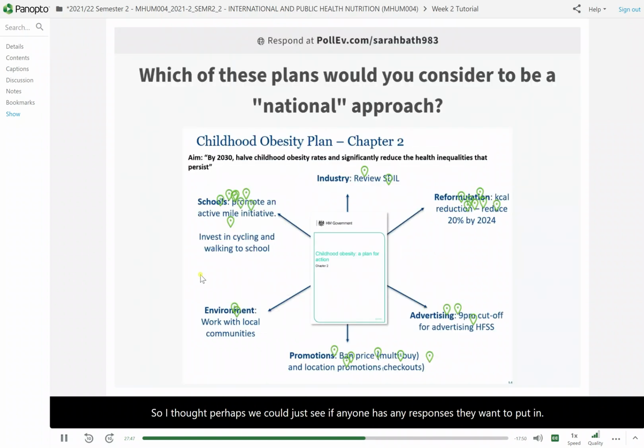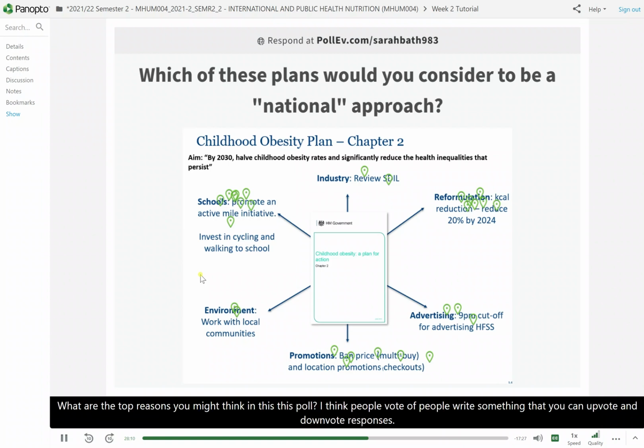So I thought perhaps we could just see if anyone has any responses they want to put in. Your experiences from maybe placement or throughout this course, some thoughts that you might have on what you see as the biggest drivers or reasons why we still have high rates of obesity despite this collective policy development, messages that have gone out over the last 30 years. What are the top reasons you might think?